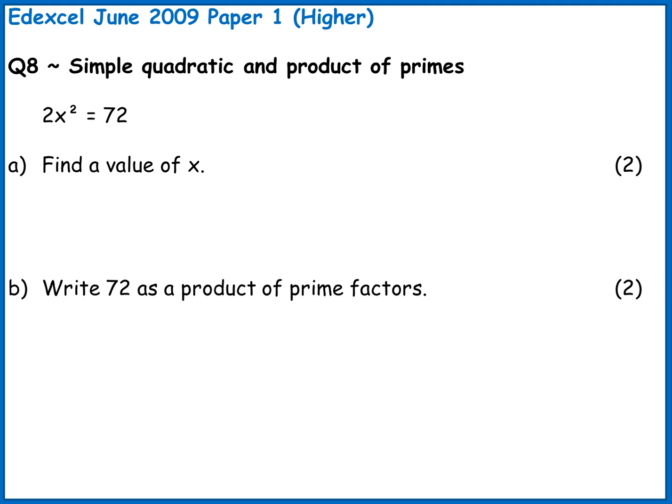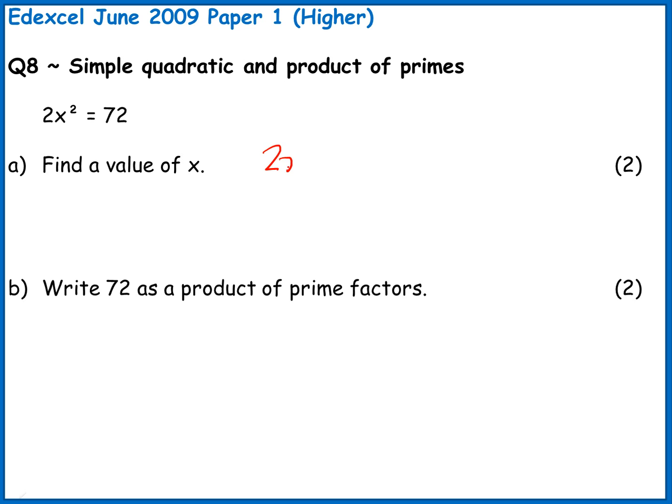Question 8, part A, we've got a simple quadratic to solve. So a quadratic is anything that's got x squared as its highest power. So this quadratic is 2x squared equals 72. Now it might be that you can do this by trial and error, but an algebraic solution is going to be a little bit more efficient.